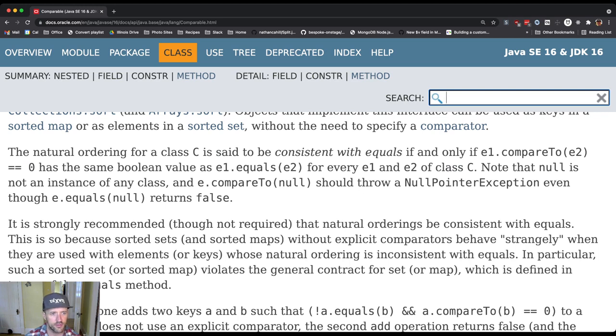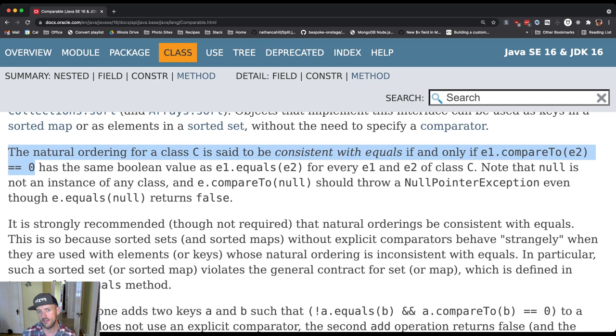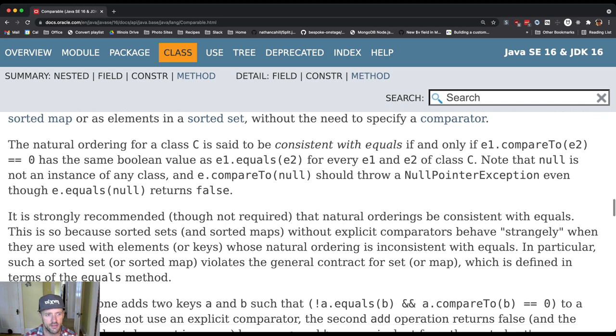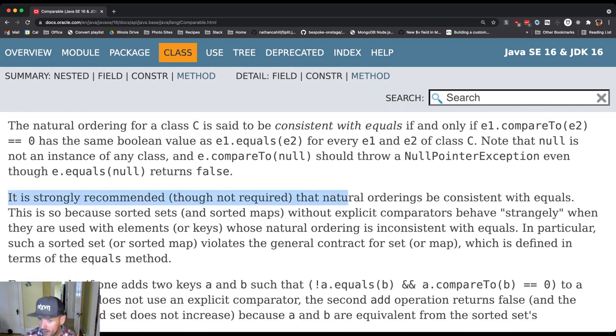And so you'll see here that there is a note about the relationship with equals. So the ordering for a class is said to be consistent with equals if, when the comparison returns 0, then equals is also true. And now it says it is strongly recommended, though not required, that natural orderings be consistent with equals. So the idea is that the only time that compareTo would return 0 is if equals is also true. So essentially the two objects are equivalent from their perspective. So this is compareTo.